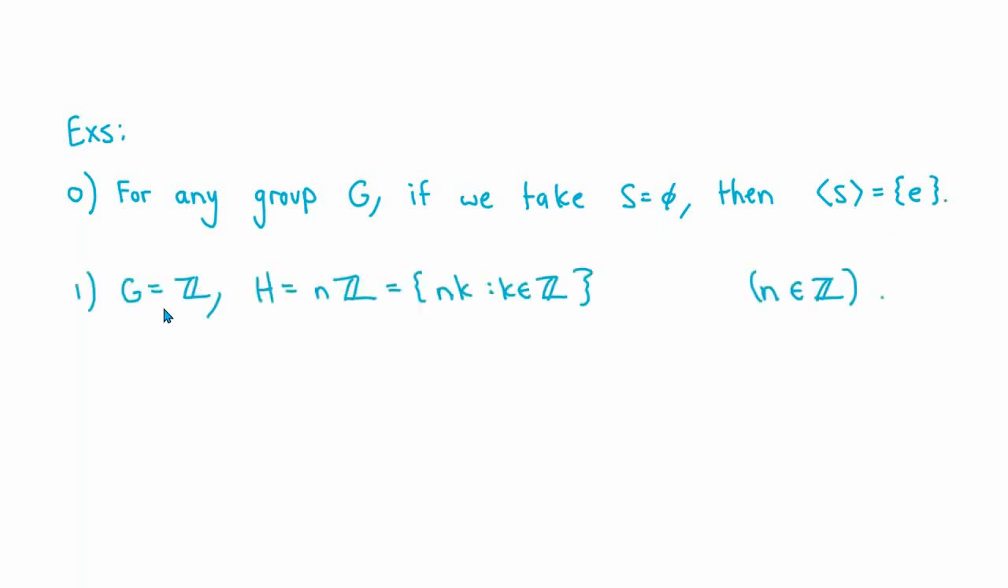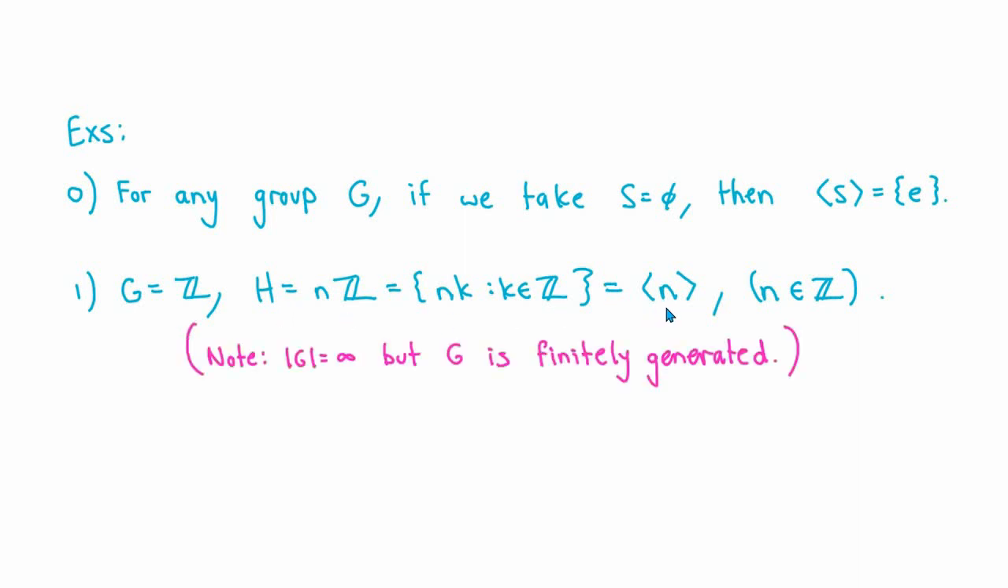Now for example number 1, let's consider again the case where G is the group of integers and H is the subgroup nZ for some integer n. Since this subgroup is just the set of all multiples of the integer n, by definition that means that H is generated by the single element n. So in this case, H is an example of a finitely generated group. Now just to emphasize the remark that I made a minute ago, notice here that the group G is an infinite group, but it's generated by the single integer 1. So here's an example of an infinite group which is finitely generated.